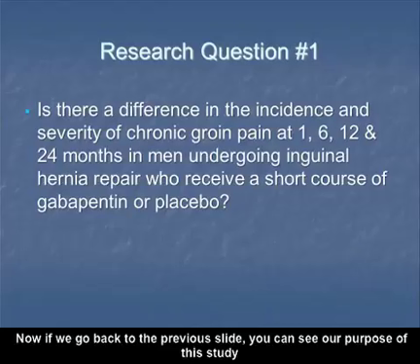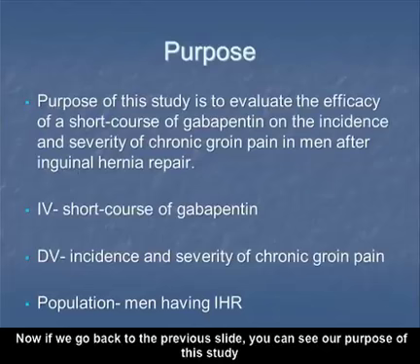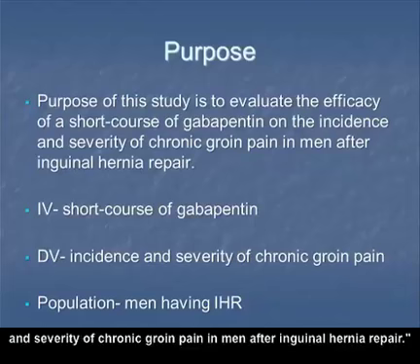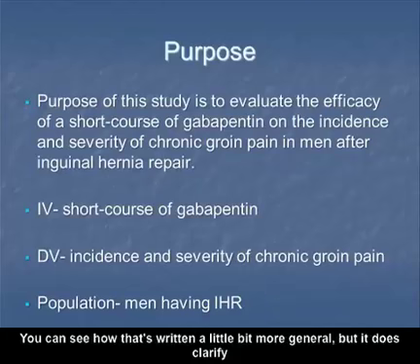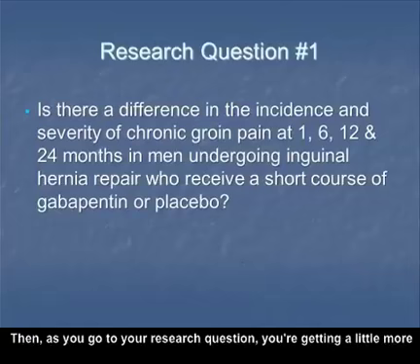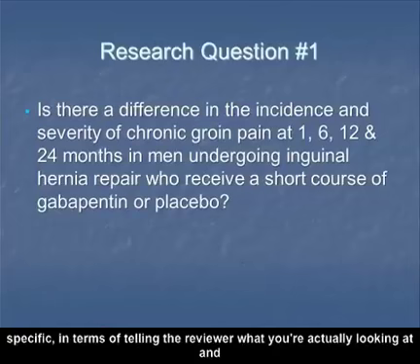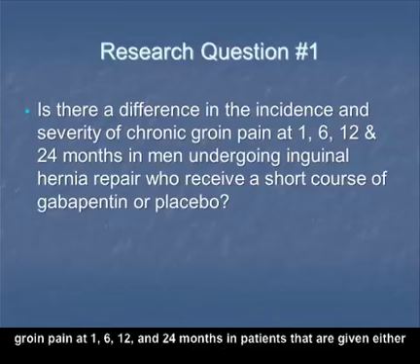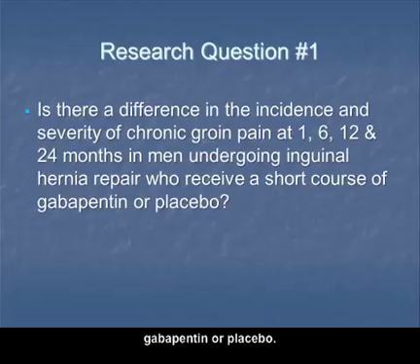Now if we go back to the previous slide, you can see our purpose of this study was to evaluate the efficacy of a short course of gabapentin on the incidence and severity of chronic groin pain in men after inguinal hernia repair. You can see how that's written a little bit more general, but it does clarify our independent and dependent variables and our population. Then, as you go to your research question, you're getting a little more specific in terms of telling the reviewer what you're actually looking at and when. So in this case, we're going to look at the incidence and severity of chronic groin pain at 1, 6, 12, and 24 months in patients that are given either gabapentin or placebo.